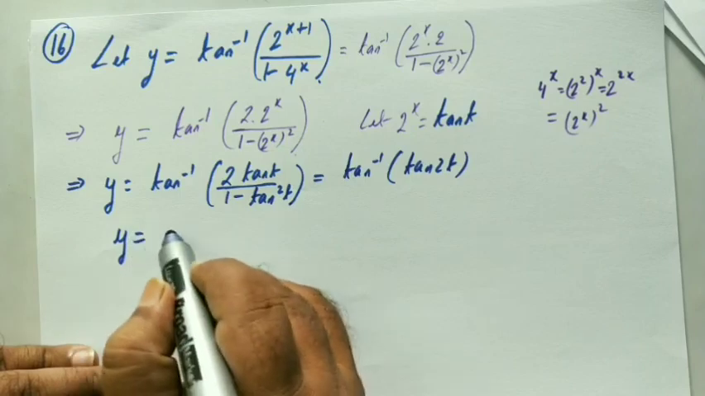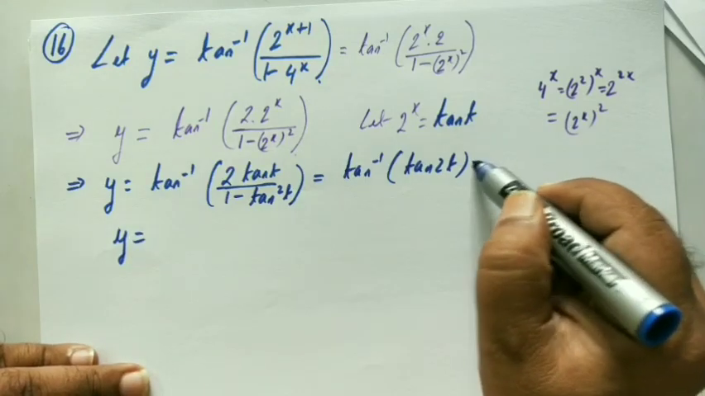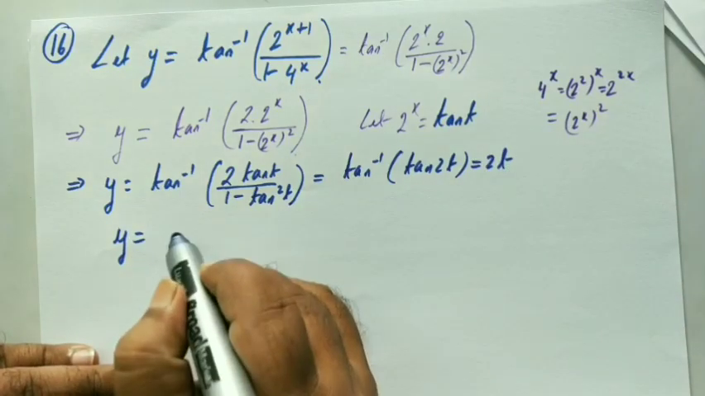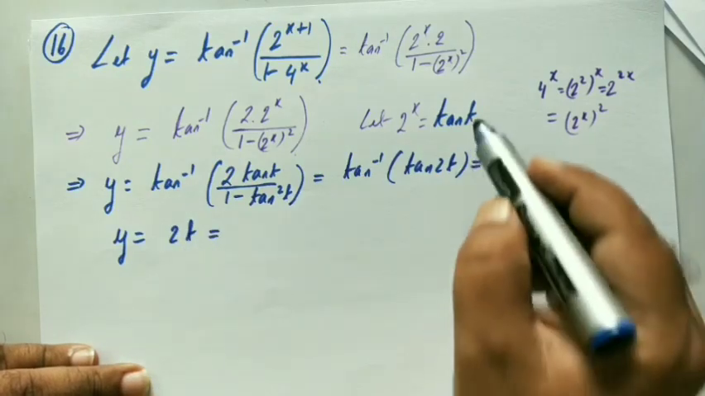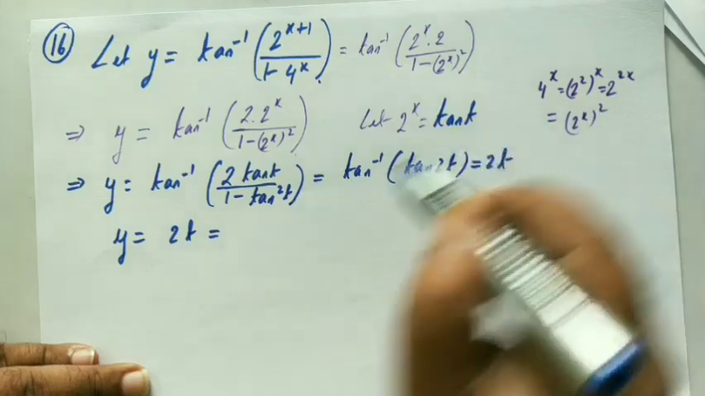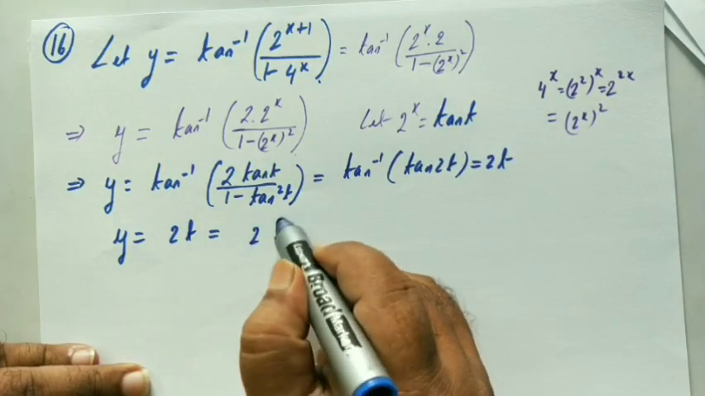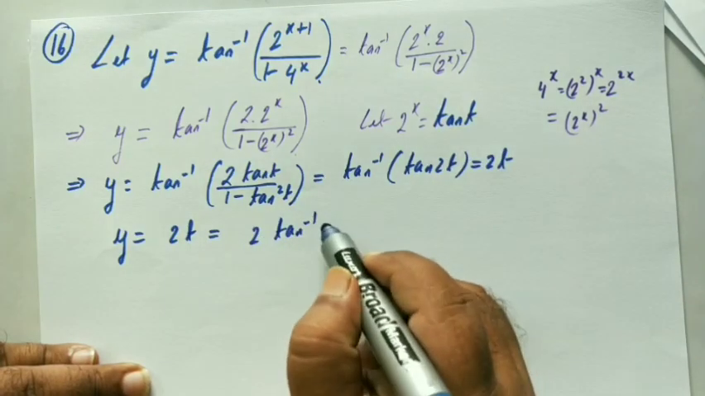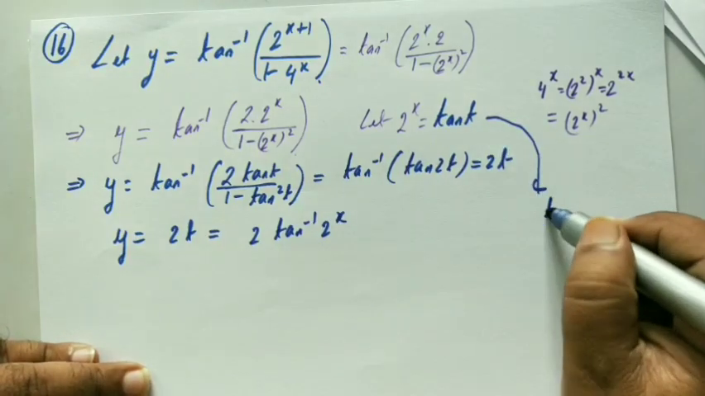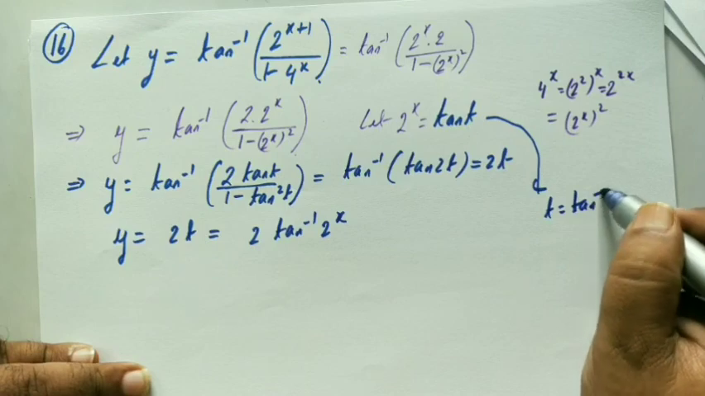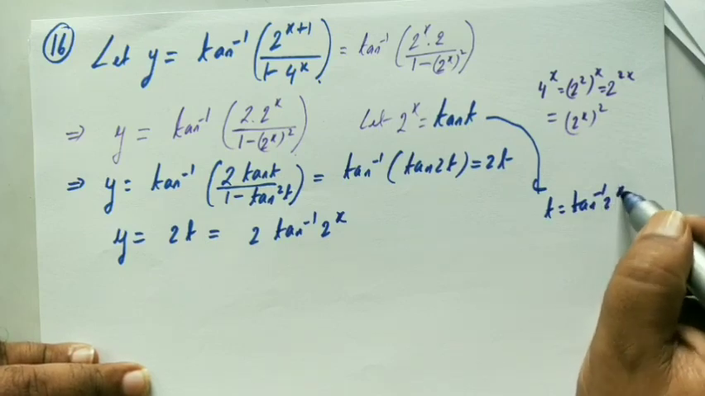So y is equal to, and this will be equal to what? 2t. And what will be t here? t will be tan inverse 2 to the power x. From here, t will be equal to tan inverse 2 to the power x.